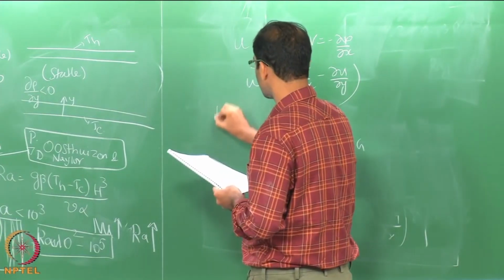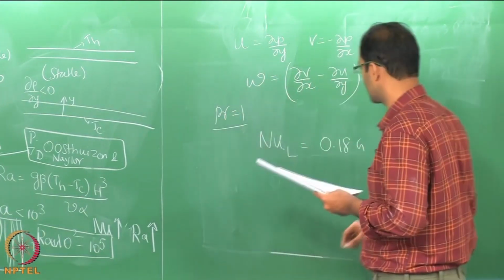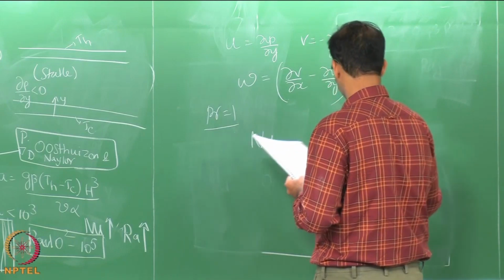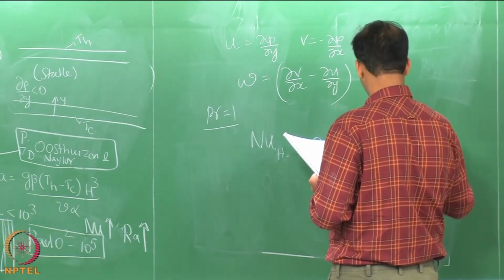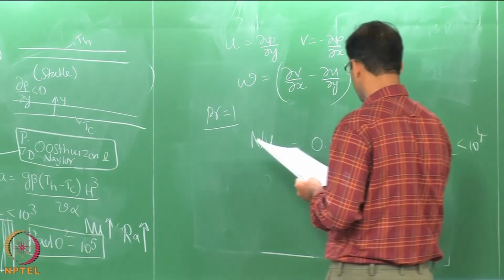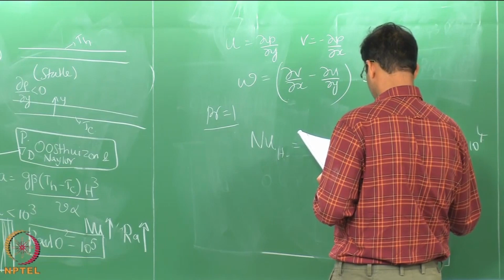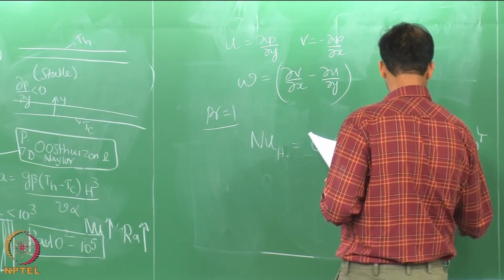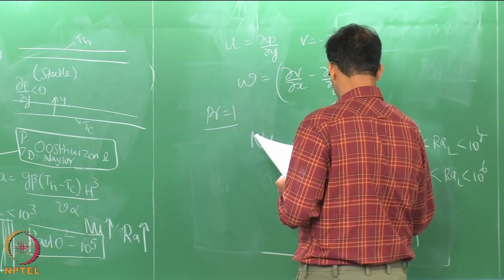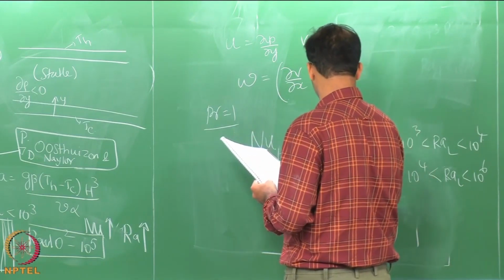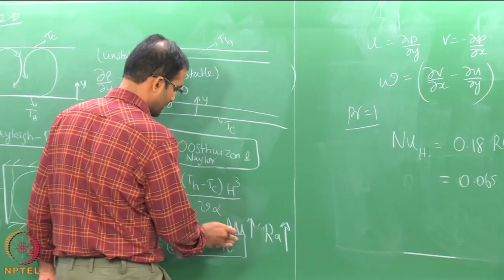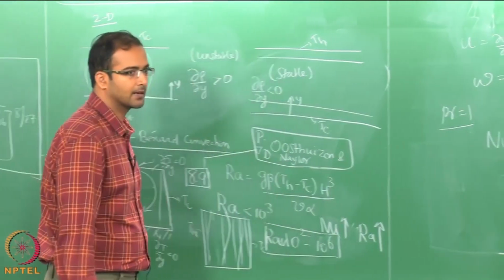You can assume that your Prandtl number is equal to 1. For Rayleigh number between 10^3 and 10^4, this is the correlation, and for Rayleigh number between 10^4 and 10^6, the correlation becomes 0.065 Ra^(1/3). So, you can actually try up to 10^6 if you can run the code. If you cannot run up to 10^6, you can stop at 10^5.